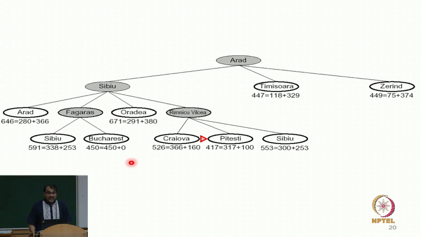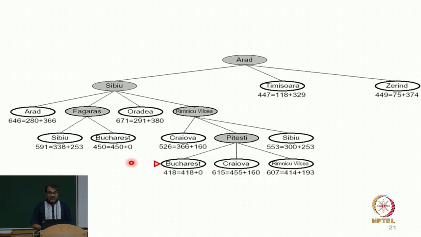However, there are nodes in the fringe whose f value is less than 450. What does that tell you? There may be another path through those nodes which may have lower total cost. So, let us not stop right here, let us keep going. So, then I expand Pitesti, and once I expand Pitesti, I get to another node of Bucharest.